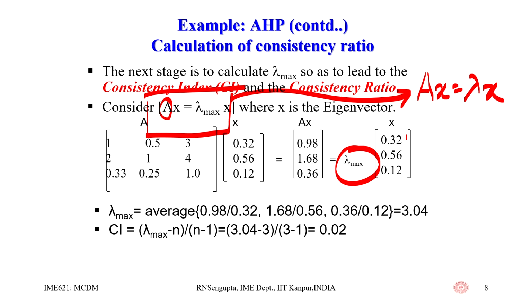So, you have the average values which are already there, 0.32, 0.56 and 0.12. Based on that I find out the lambda max, which comes out to be 3.04, and based on the formula given by Saaty, we find out the consistency index CI, and here n, remember, is the size of the matrix based on which we are working. The value comes out to be 0.02, and these calculated values, including lambda max, are given here.